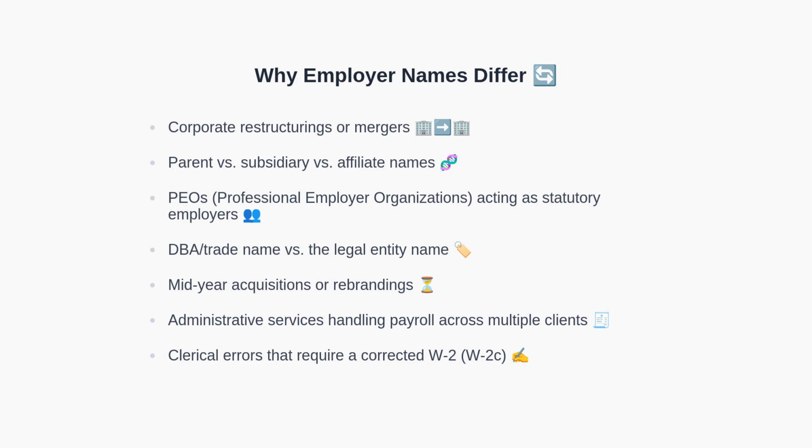Sixth, administrative service organizations can centralize payroll, causing a different name to appear. Finally, sometimes it's simply a clerical error, and you would need a corrected W-2, known as a W-2C.